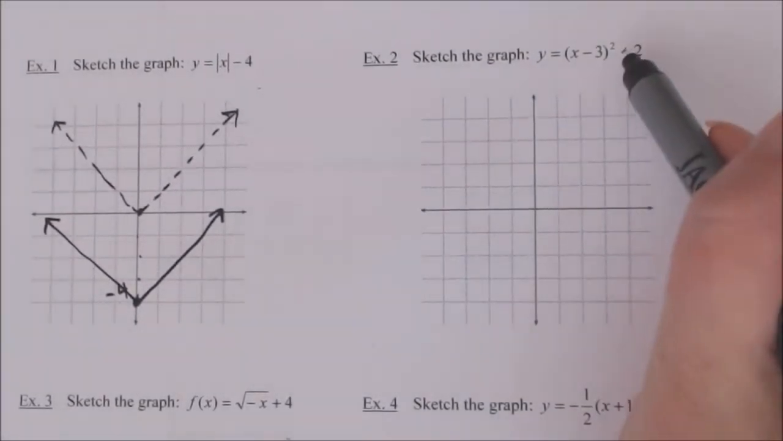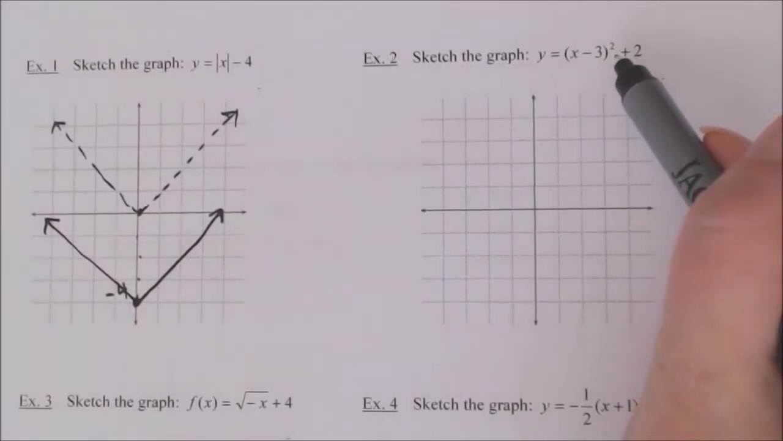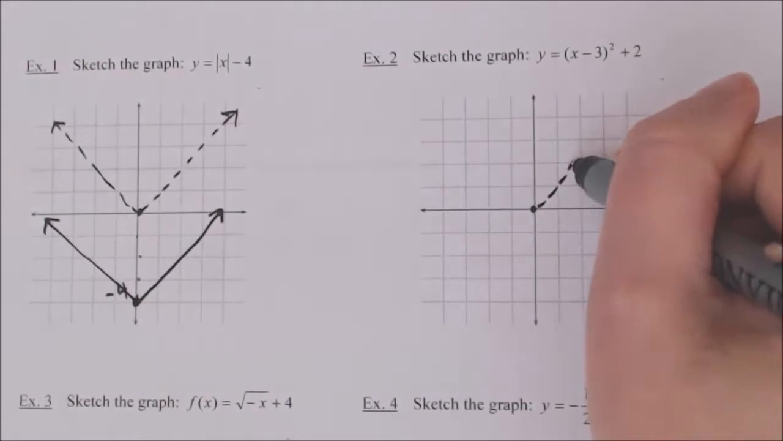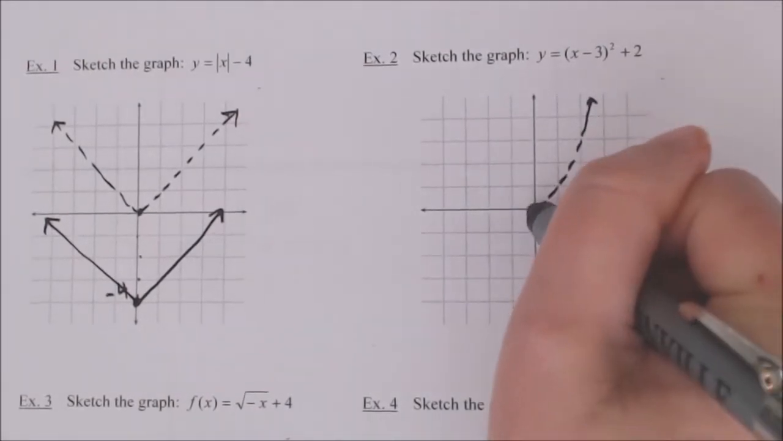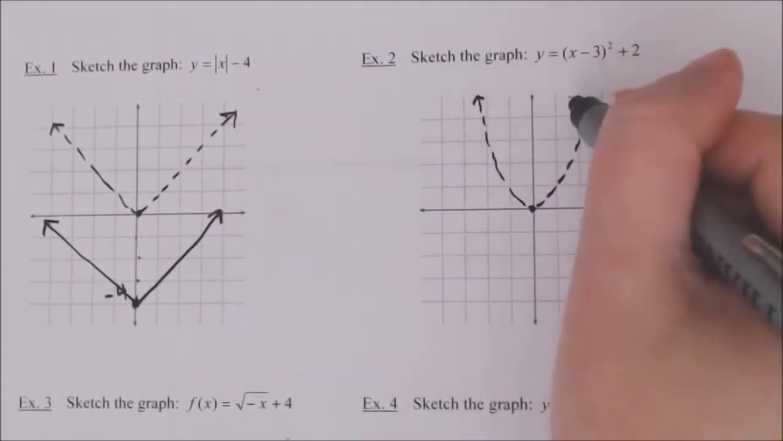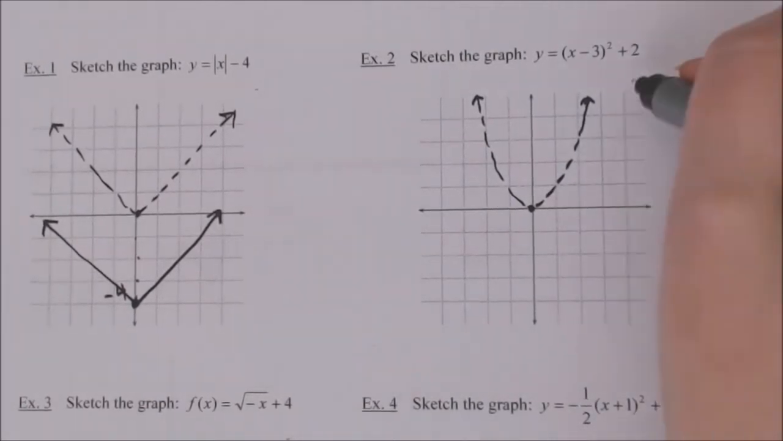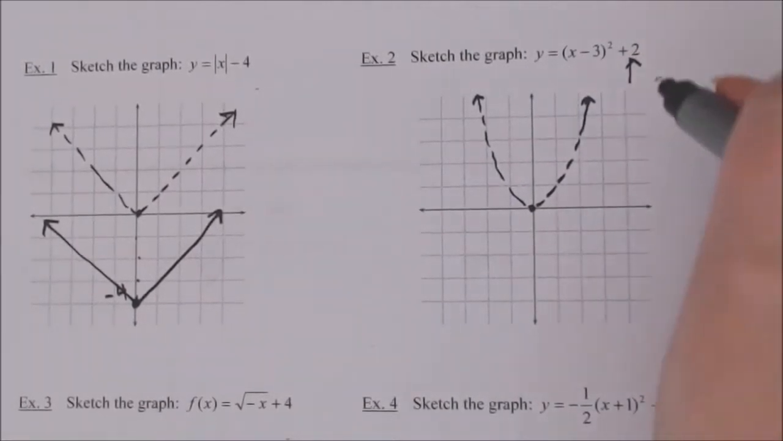The next one, identify the parent graph first. We've got the x squared function. That's our quadratic family. So the parent graph is that U-shaped parabola. I'm going to graph that first, going through the origin, dashed here. And then this graph actually has 2 shifts. The one on the outside, the +2, that's your vertical shift. So that's going to cause it to go up 2 units.